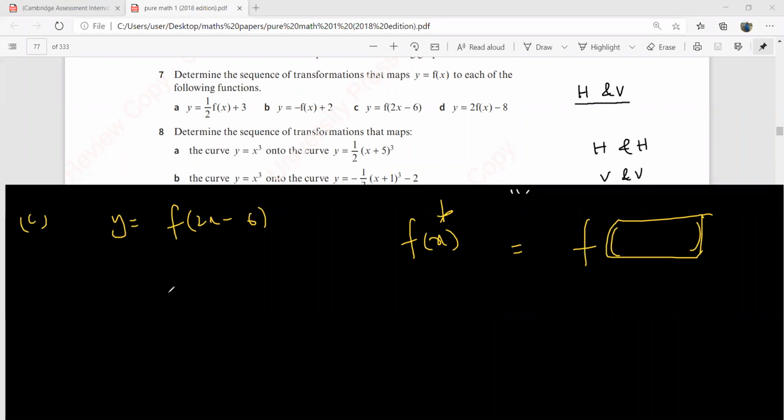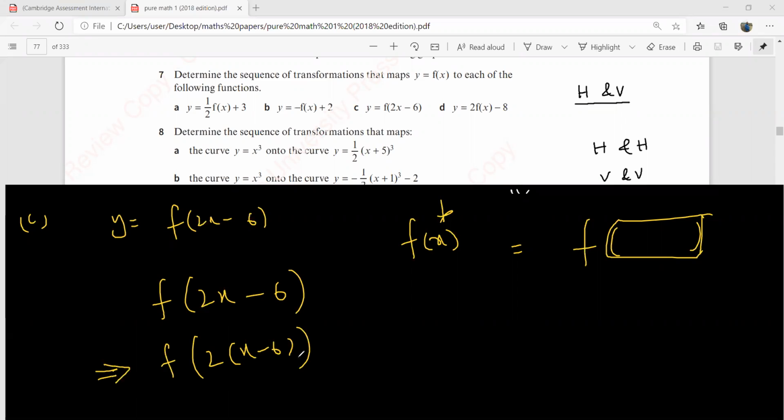Now let's first have a chit chat about this 2x minus 6. One thing is 2x minus 6. The other thing could be 2 into x minus 6. What do you think? What is happening here? Are we translating first or stretching first? Translating.